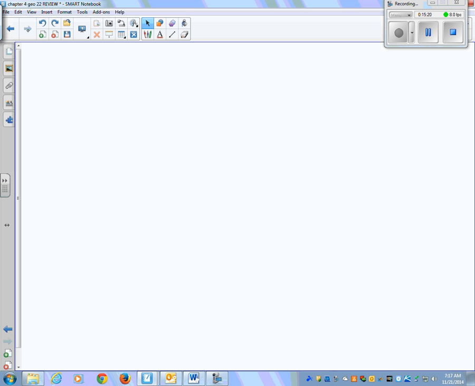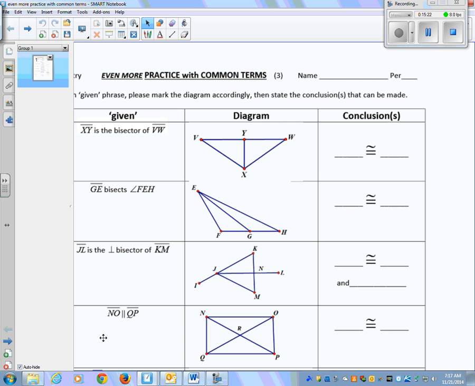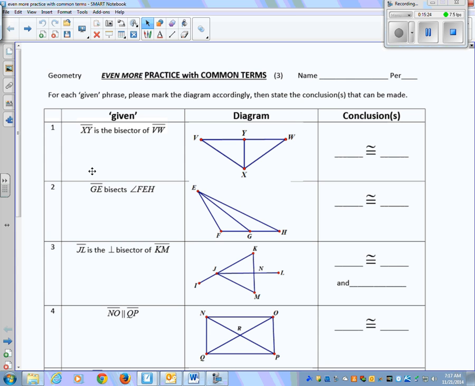Okay, on the last page, I have this separately here. This was practice with common terms. I'm not sure if this is the exact one that you had, but we're going to do this one anyway. XY is the bisector of VW. So it's going to cut VW right in half. You're going to have VY congruent to WY.